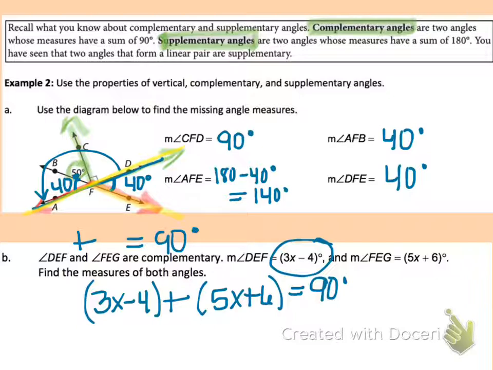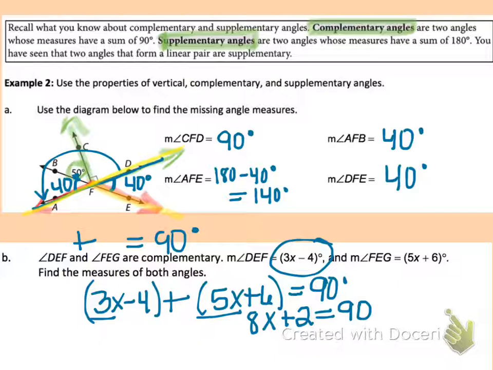So we know that they both have to be under 90 degrees, right? But we want to be more specific. We want to know exactly what their measures are. And so we'd have to solve this. So step one is to simplify our equation. It means we're going to put our like terms together. We have 3x and 5x. That makes 8x. We have negative 4 and positive 6. That makes plus 2. So this is our new equation.